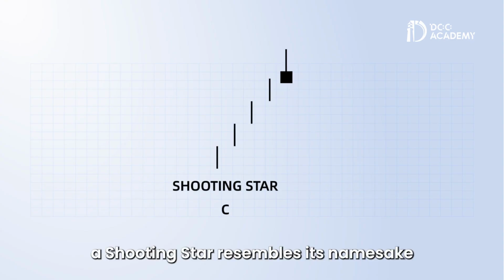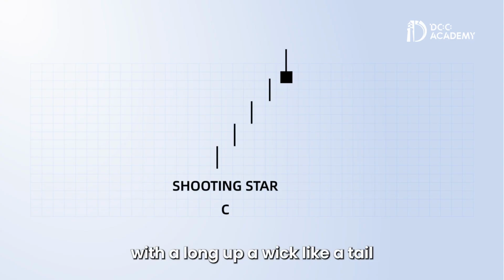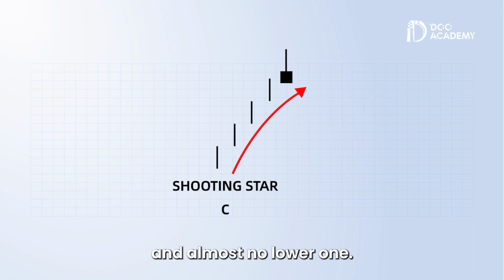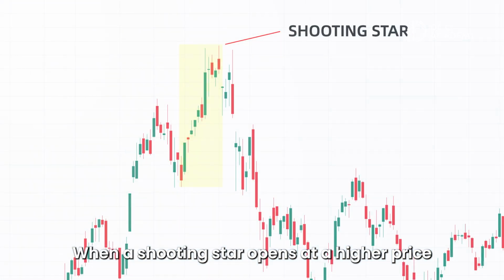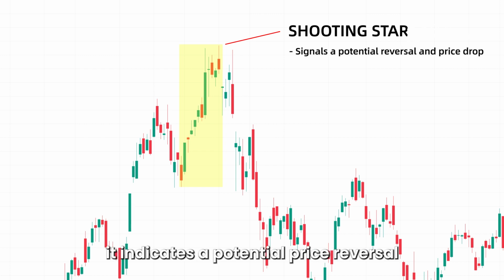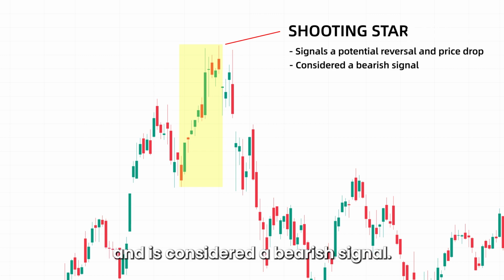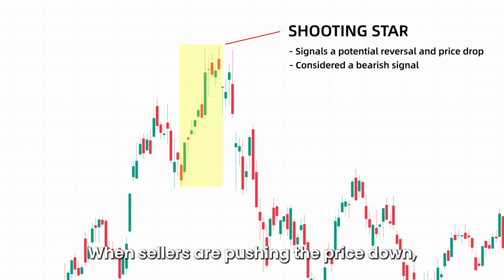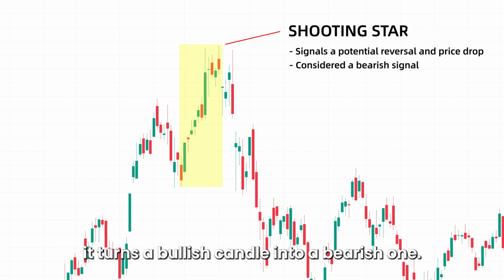Next, a shooting star resembles its namesake, with a long upper wick like a tail and almost no lower one. When a shooting star opens at a higher price than the previous closing, it indicates a potential price reversal and is considered a bearish signal. When sellers are pushing the price down, it turns a bullish candle into a bearish one.